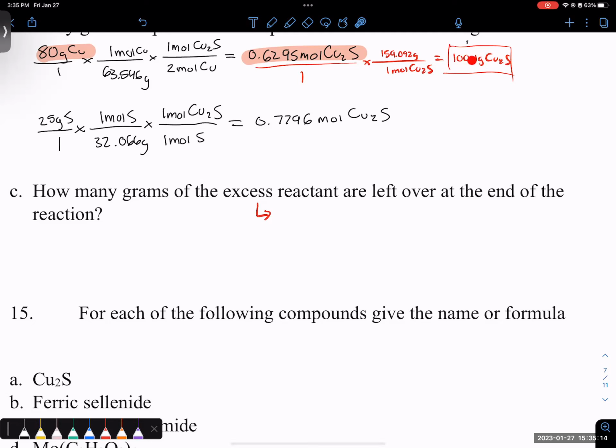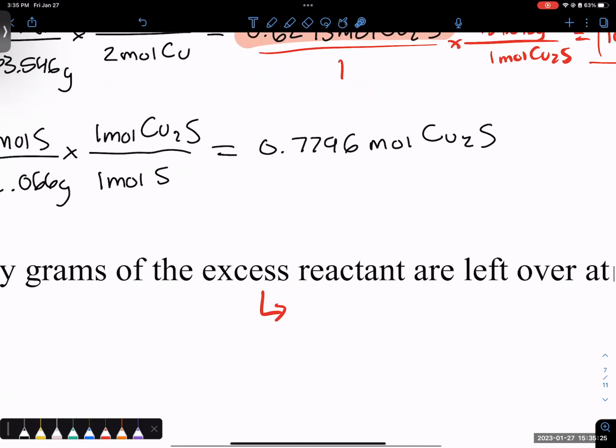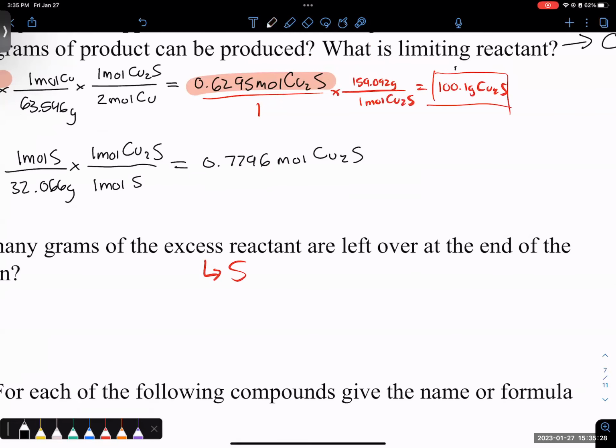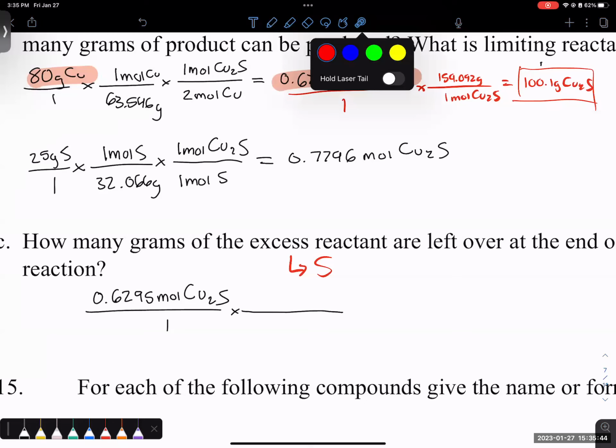So 100 grams is how many moles? Well, we already knew what that was here, right? We converted moles to grams. So I'm going to use this number first to save time, which you should do on a test. So 0.6295 moles of Cu2S. If you got here, then you're on the right track. But if you're not sure where to go next, we care about the excess reactant, so let's convert to moles of sulfur.